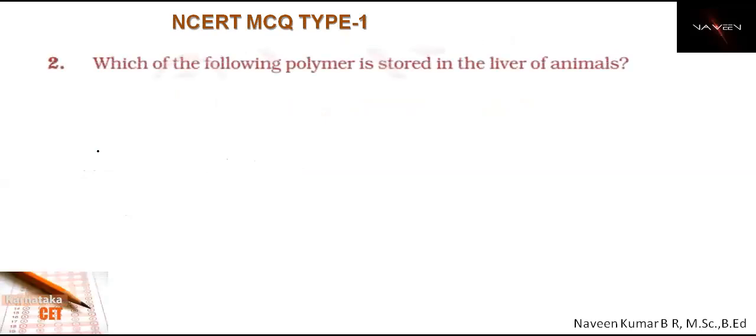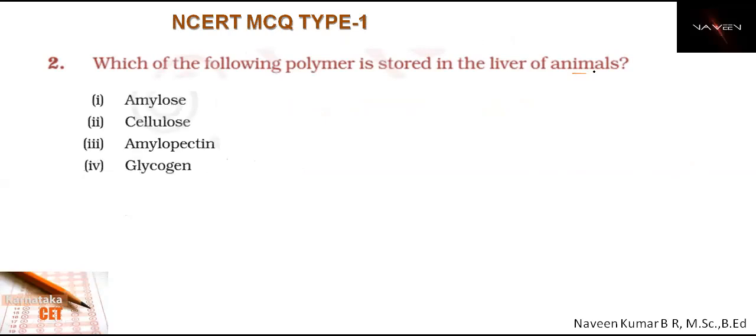So we'll move on to the next question. Which of the following polymers is stored in the liver of animals? We know that in animals the storage polysaccharide is glycogen. Glycogen is stored in liver and adipose tissue. The options are amylose, cellulose, amylopectin, glycogen. Glycogen is the animal starch, the polysaccharide stored in liver and adipose tissue. The correct answer is glycogen.